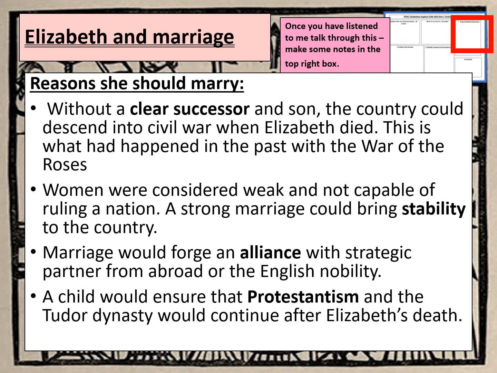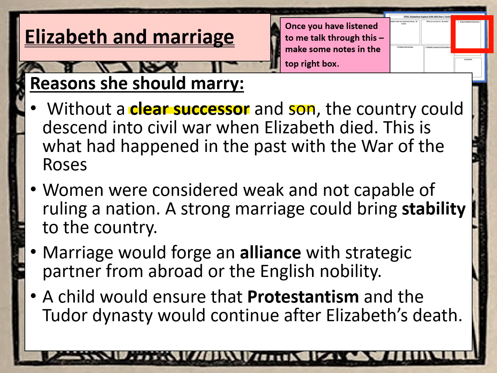This is the box where we're looking at reasons why Elizabeth really should have married. So there are some really obvious reasons. The first really obvious reason why Elizabeth needed to marry was there needed to be a clear successor, and obviously, preferably, a son. We know that Henry having daughters had been a problem. Really, the succession was only sorted when he had his son.